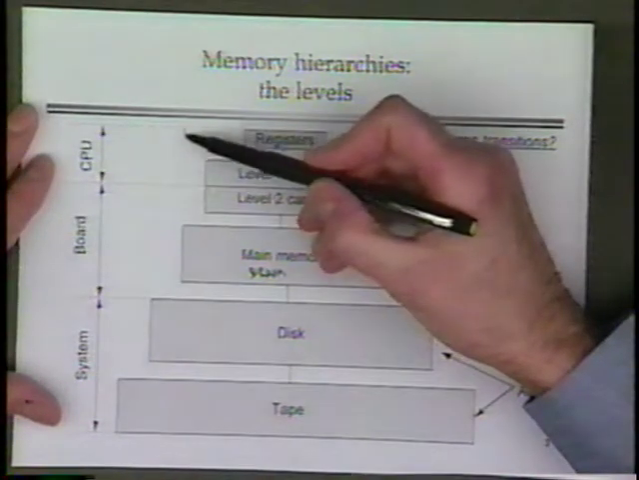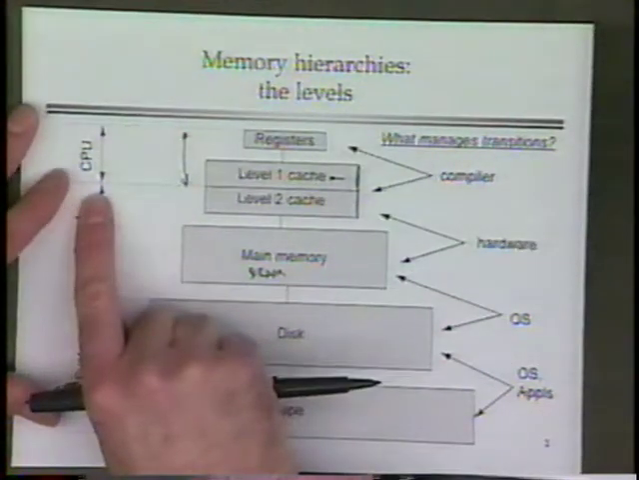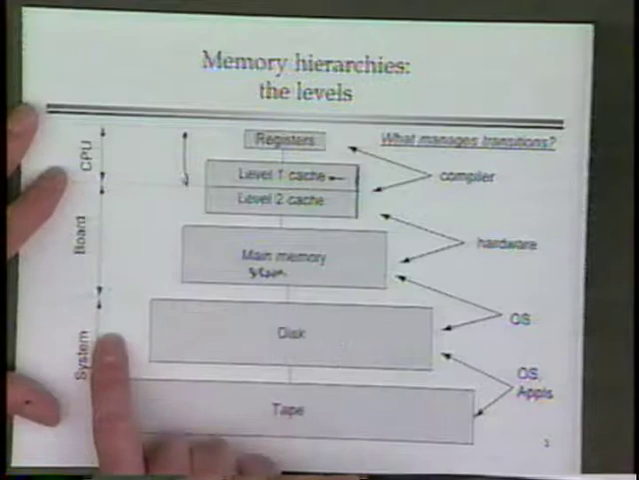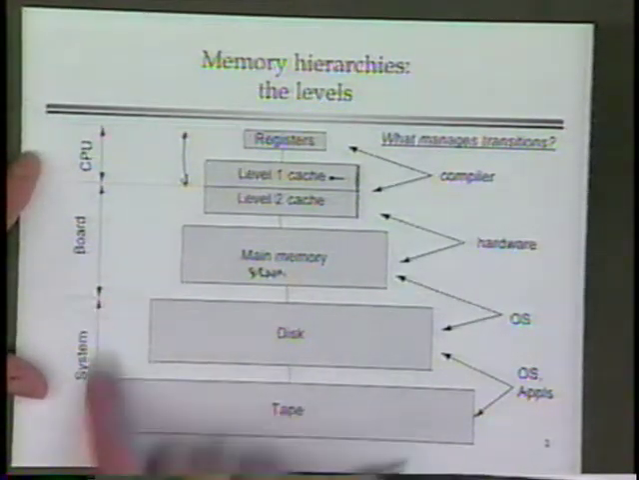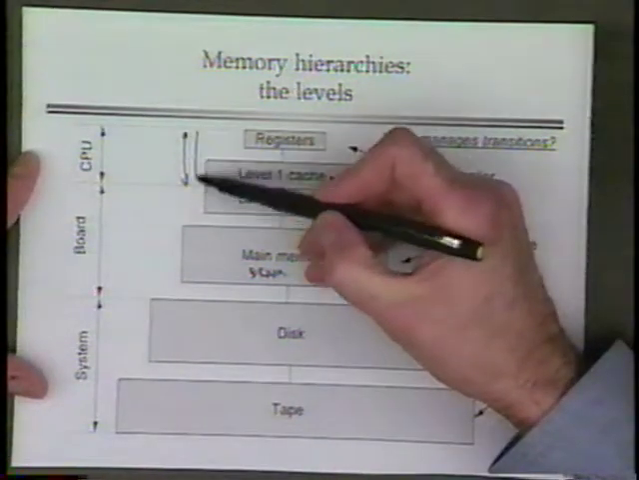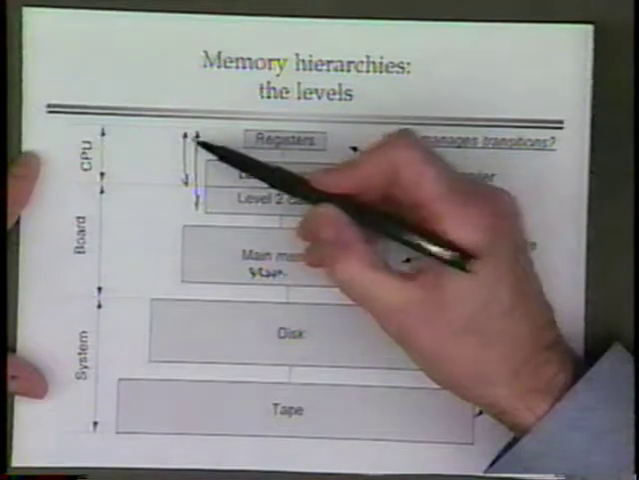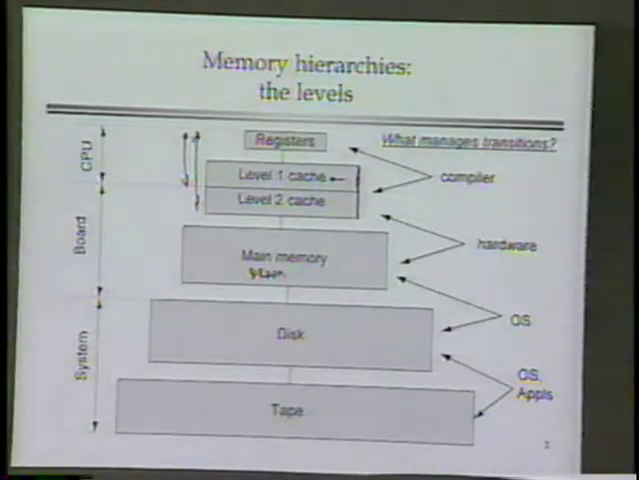Typically these days, the first two levels, that is to say registers and the level 1 cache, are contained directly on the CPU chip. The level 2 cache and the main memory are on the board, or on the boards that make up the system, and after that it's on peripheral equipment. Although, as we noted, sometimes, in fact, level 1 and level 2 caches are both implemented directly on the chip as part of the microprocessor.